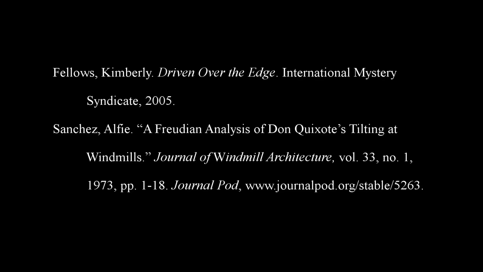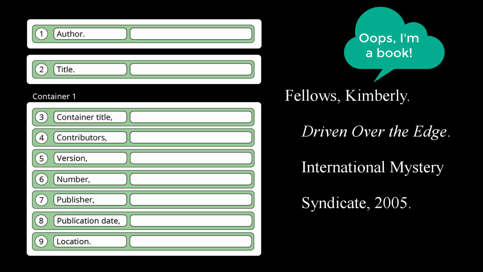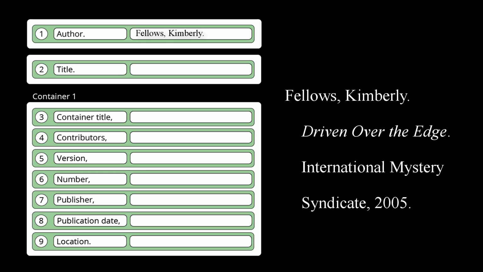Let's take the following two examples. The first one is a book, and the second one is an article. Both are formatted using something called the container model. Here is how it works. Let's start with the article. The first parts of every entry are the author and the title. Each of these ends with a period.